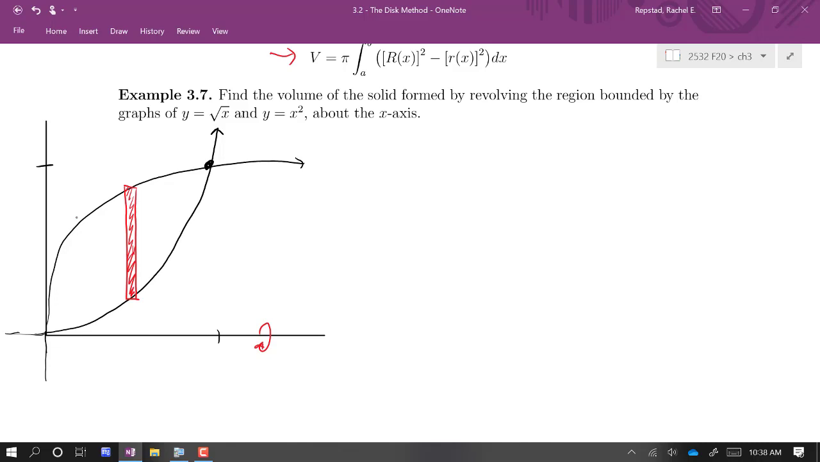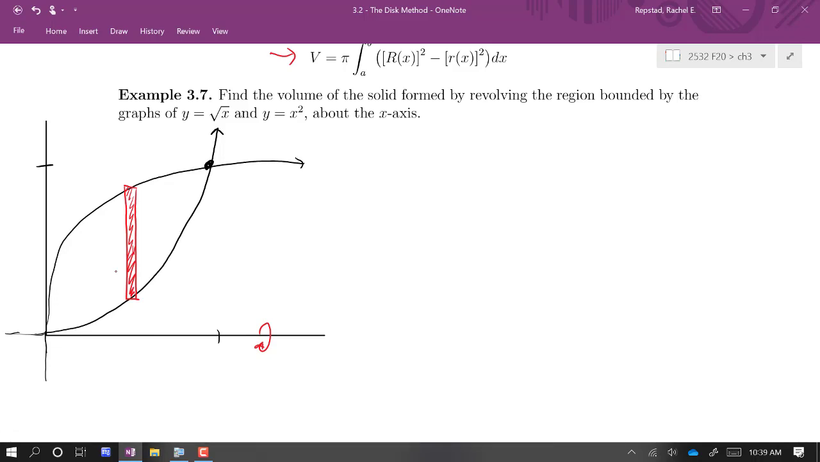Now, what's really important, if you're listening to this, if you're watching the video, just stop writing for a second and listen. What I'm going to say is really important because it's a common mistake. When we're using washers, we don't actually use the length of that rectangle itself in the integral. I'm going to say that again. We don't actually use the length of the rectangle itself in the integral.